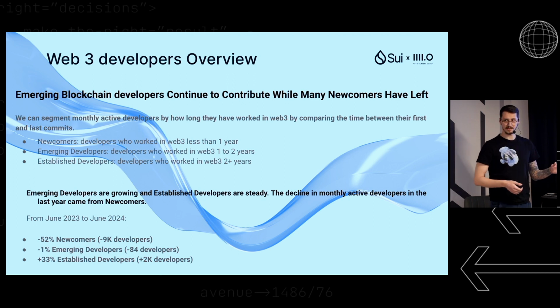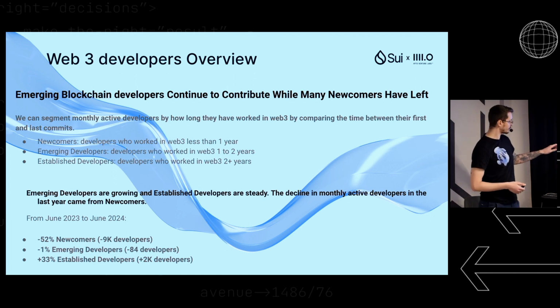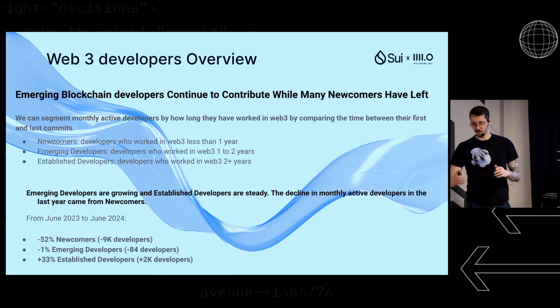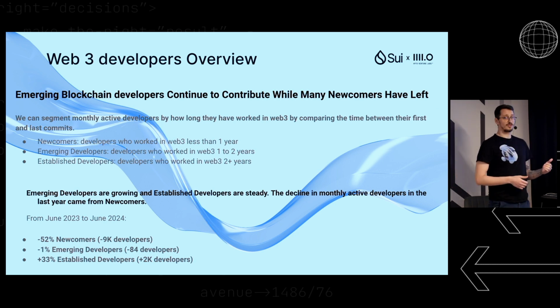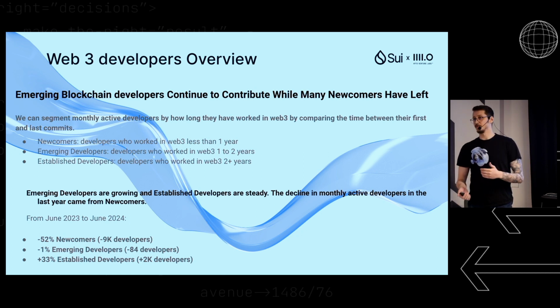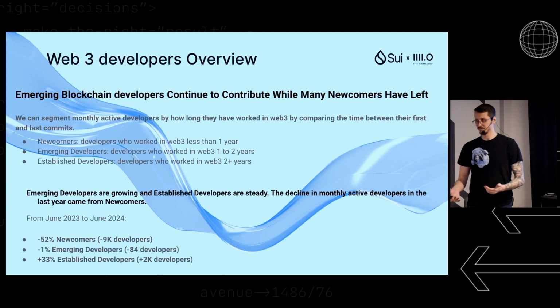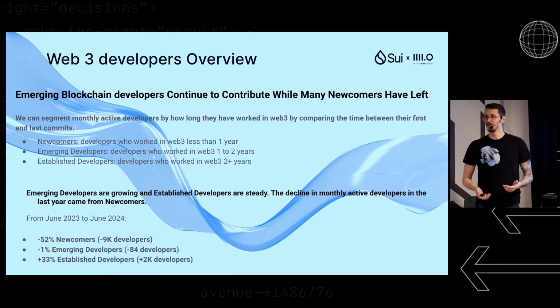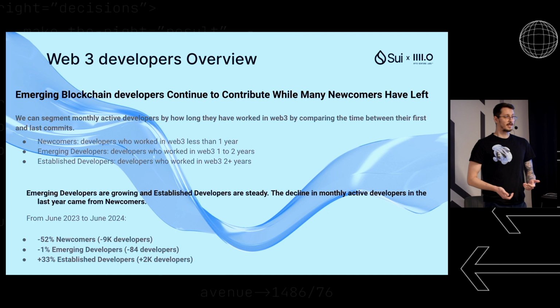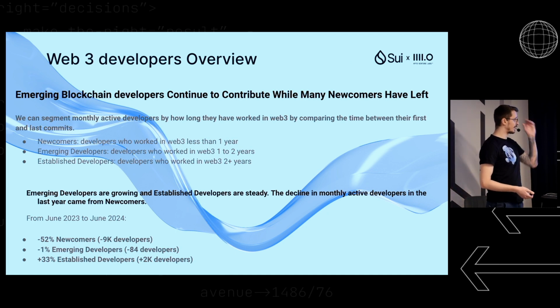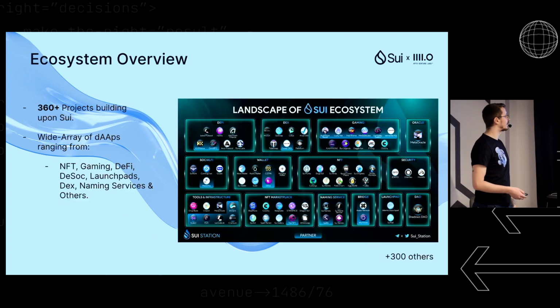That is what the data shows throughout the last couple of years, and this is the most recent data. I don't know if you can see this on that screen, but newcomers are being lost at 52% in comparison to last year. That's 9K devs. Emerging developers are pretty steady with a low decline of 84, but established developers are growing, which means that mostly people who actually get into it and start working on it, they stay. They find it the best option for them. And maybe it's the best option for you. Maybe you will like it if you give it a chance. And that's basically what we want to tell you here.